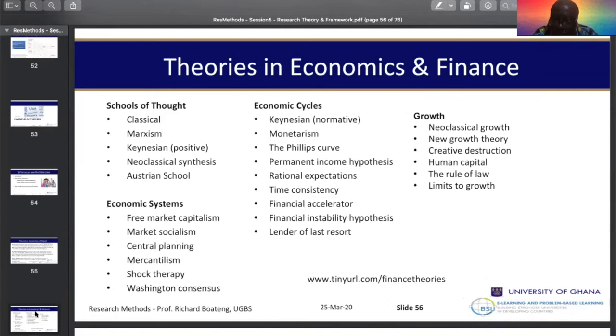Growth theories also exist. Neoclassical growth, new growth theory, and these are economic theories. So they look at the economy.